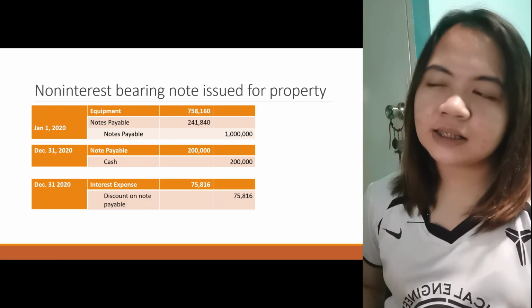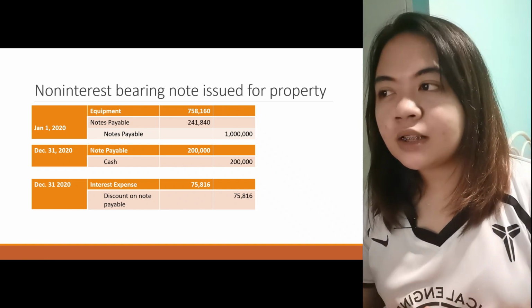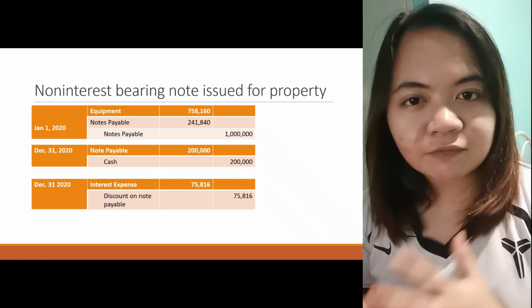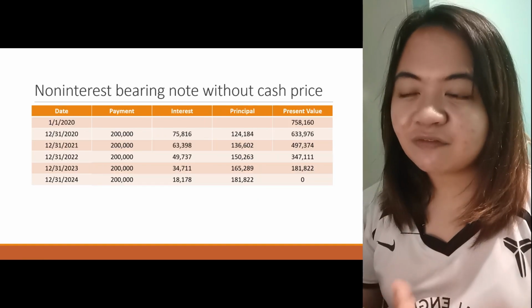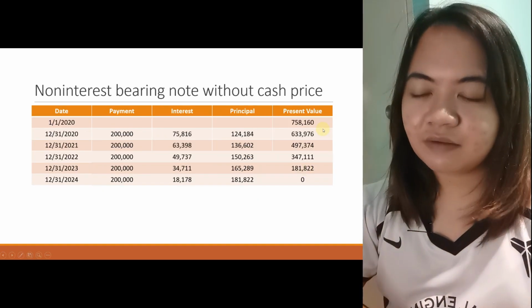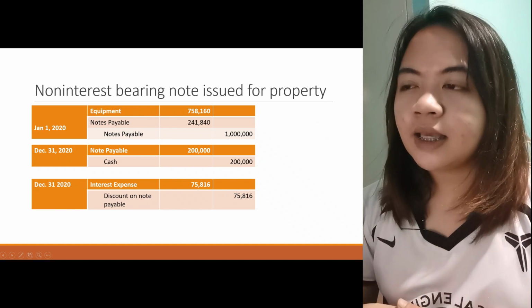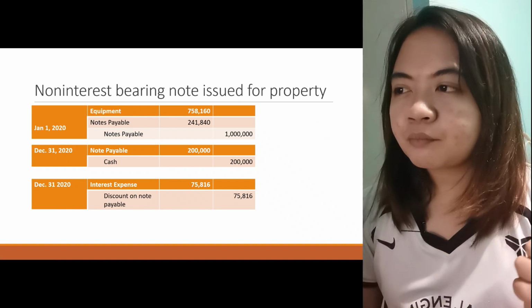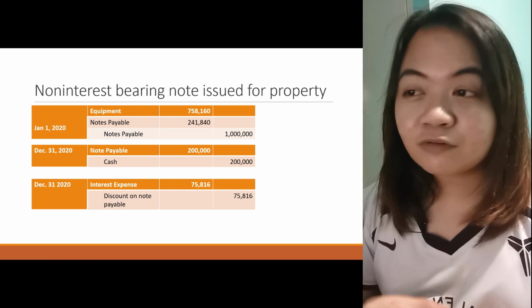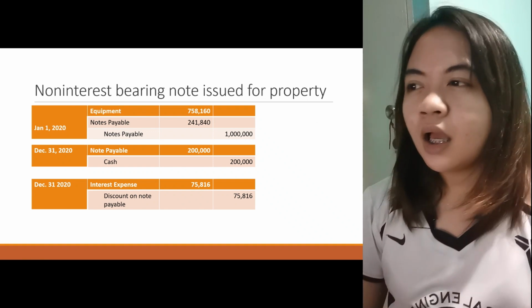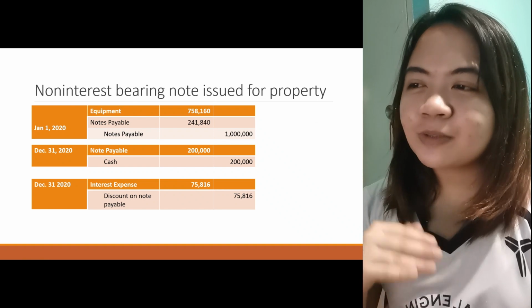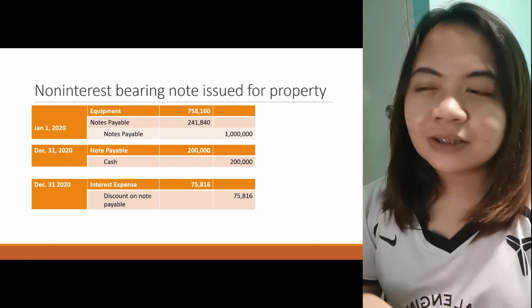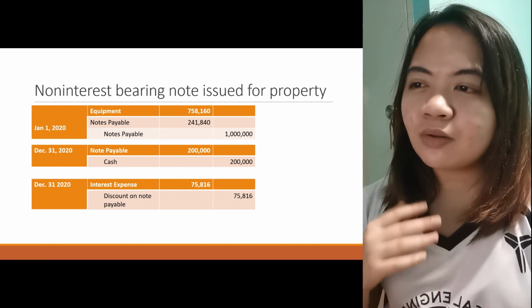Okay, how do you journalize it? First, on January 1, 2020, you journalize the equipment at the present value of the future cash payments. You have equipment 758,160 debit. Then you debit discount on notes payable 241,840. Okay, then credit notes payable 1 million.